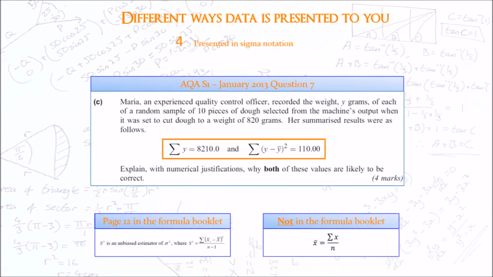And the fourth way that you could be given it is rather than given as a list or a frequency table like we saw before, they might give you these summation signs. And all you need to realise is this is just another way of calculating it.